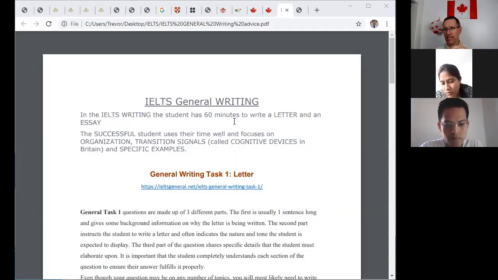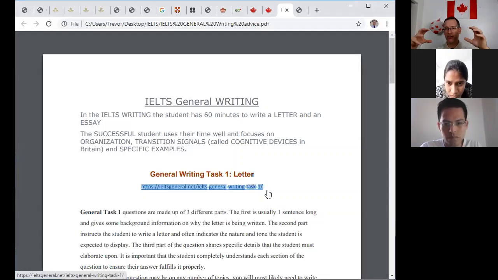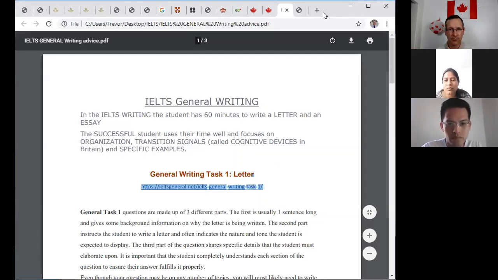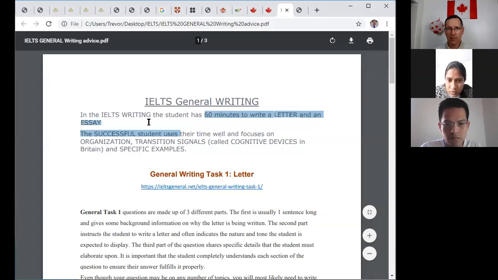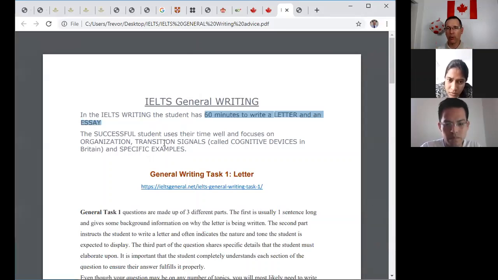So you're going to see some different ideas, information, and some links in my notes. That's because I've taken this information from several different sources and put it together for my students. So with IELTS, doesn't matter if it's general or academic, you have 60 minutes in order to write a letter and an essay. And as I said with CELPIP, most students are focused on grammar and vocabulary.